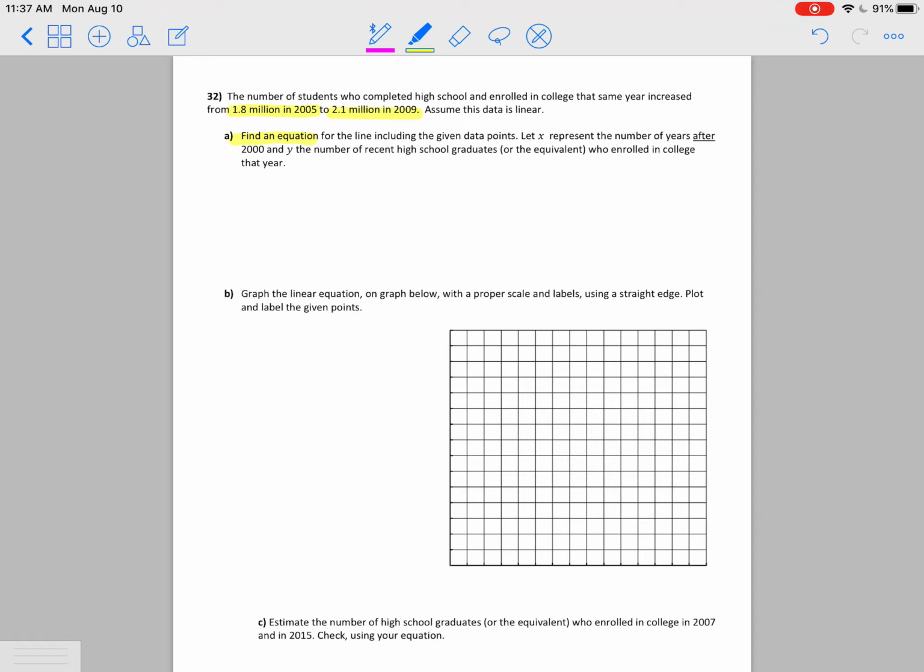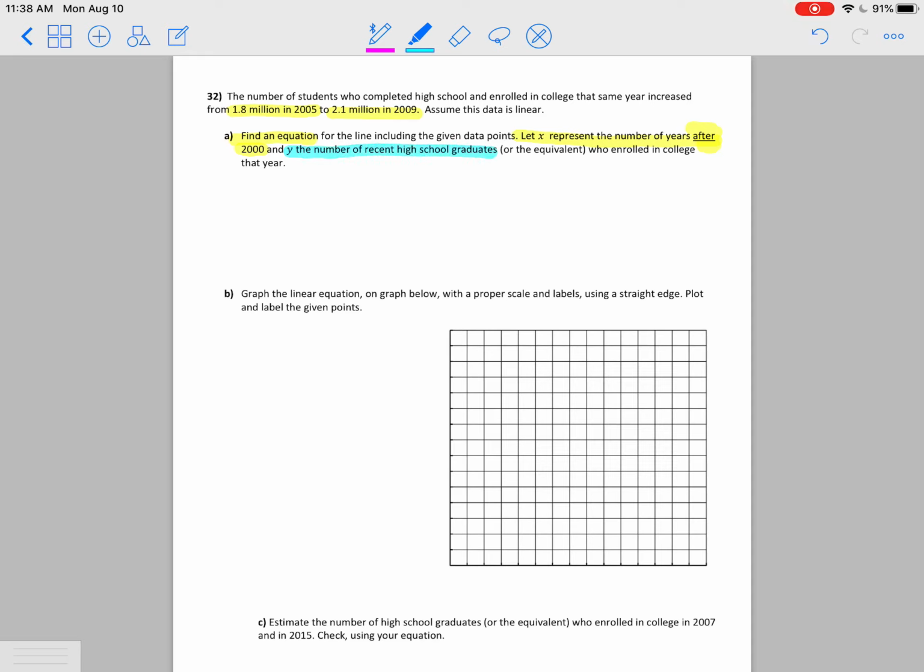Let's jump down to A and read what it says here. Find the equation for the line, including the given data points. Let x represent the number of years after 2000 and y the number of recent high school graduates who enrolled in college that year. Okay, so this is kind of nice because it helps us right off the bat to know what x and y should be. And I'm going to really make an exaggerated highlight there for the word after. X represents the number of years after 2000, and y is going to be the number of graduates in millions.